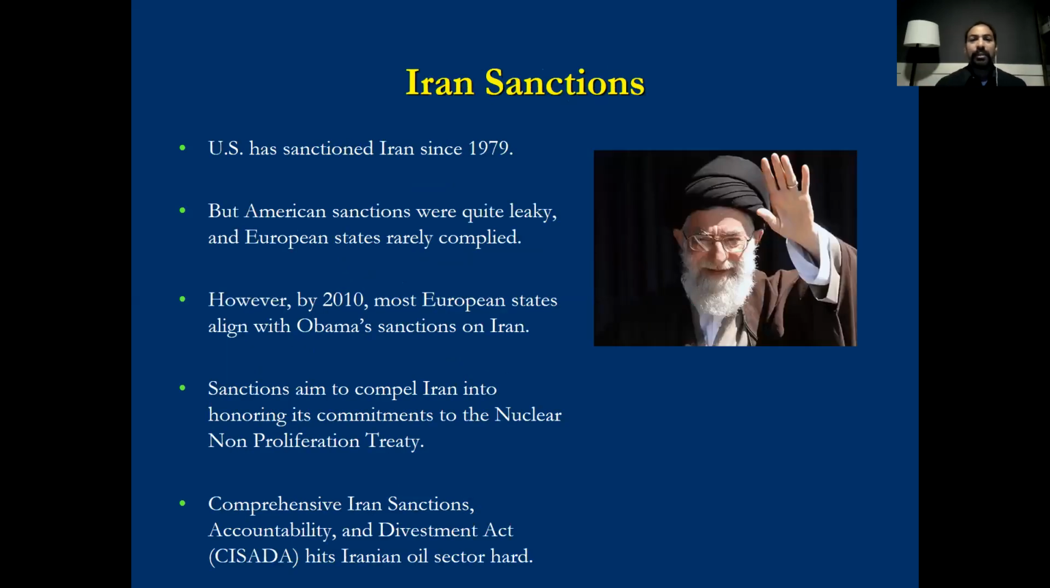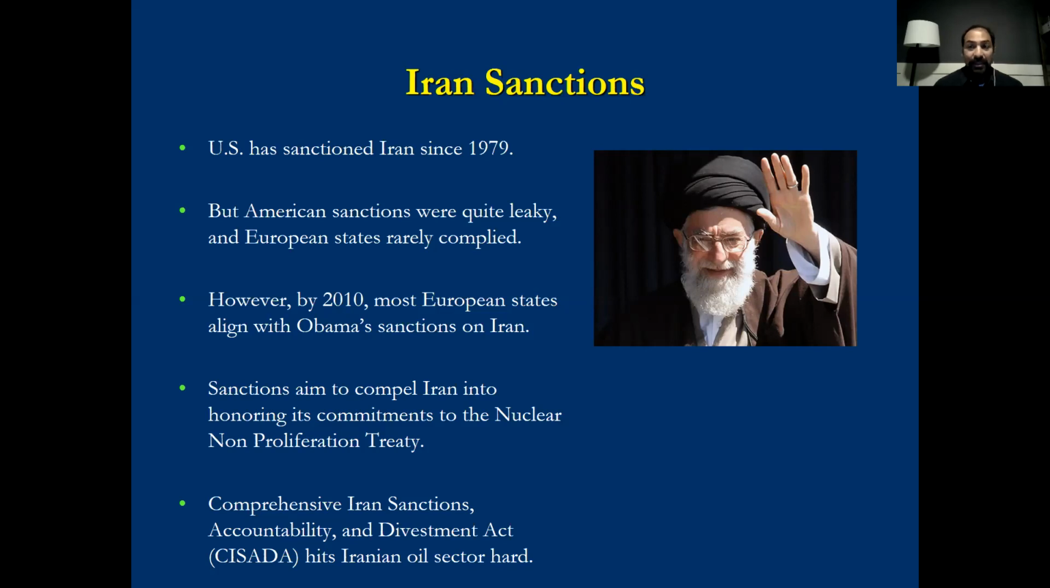Same phenomenon you can look at with Iran, right? So the US has sanctioned Iran since 1979, and has now reimposed the sanctions that were lifted by terminating the JCPOA. But since 1979, again, if we focus on that period, American sanctions were leaky, right? And the European states rarely complied with this. By 2010, though, because the United States was now monitoring things through SWIFT, right, and because this was harming the ability of European states to do consistent business with Iran, the European states chose to align with Obama's sanctions on Iran.